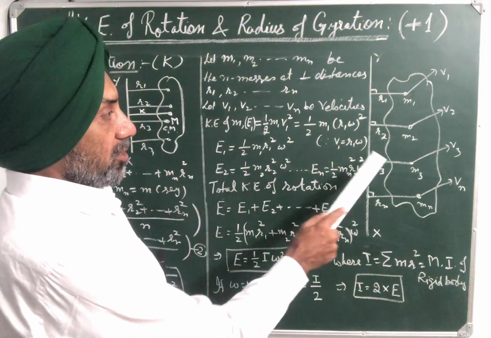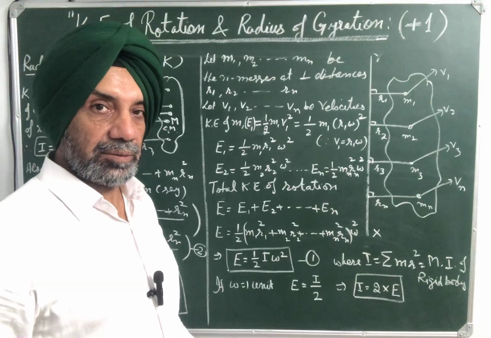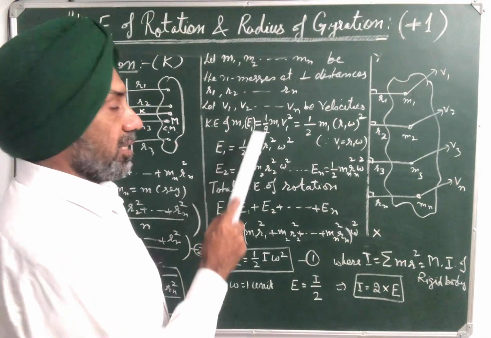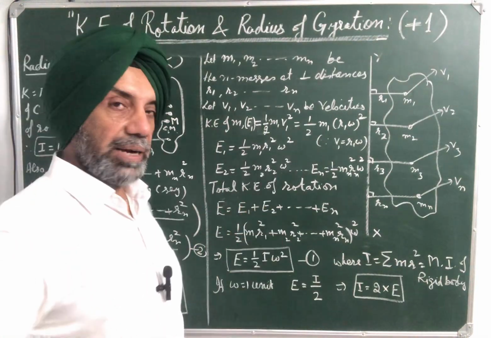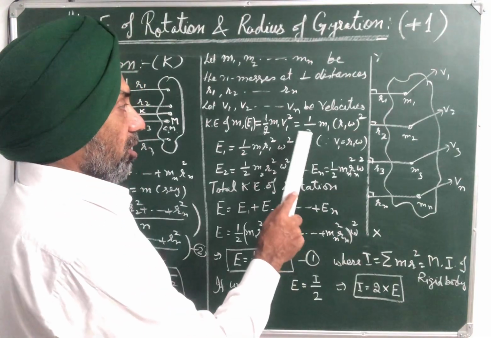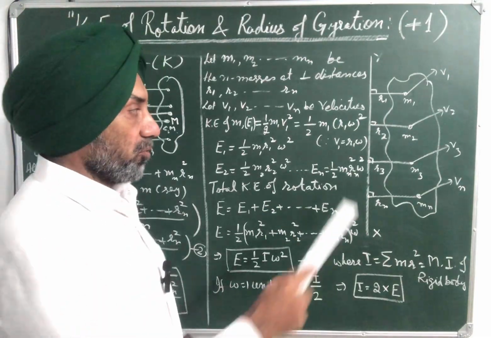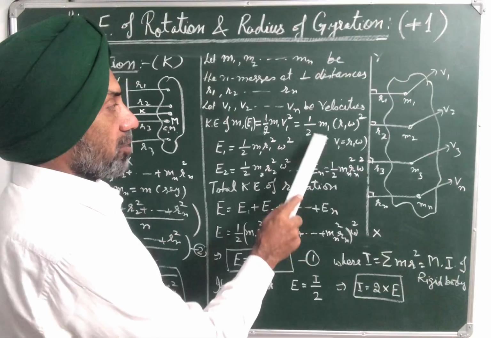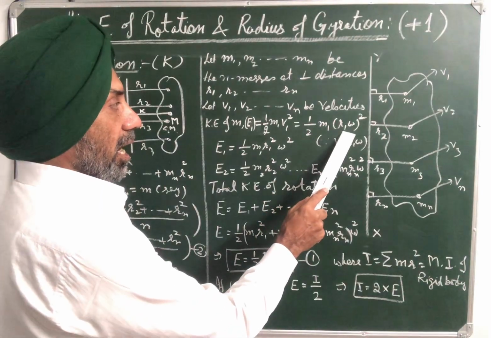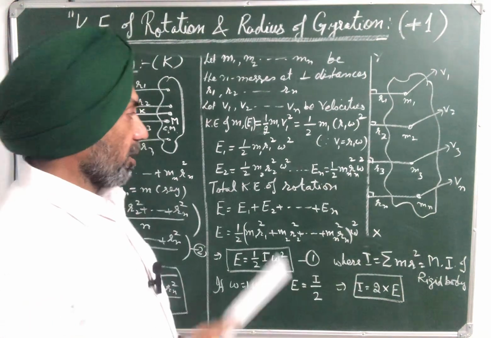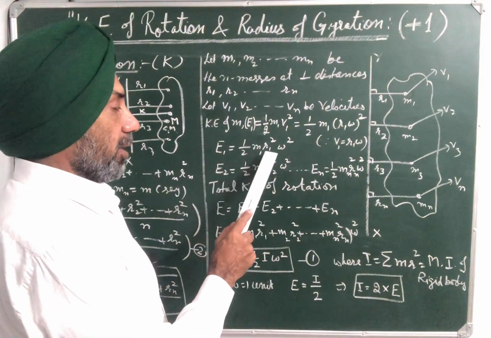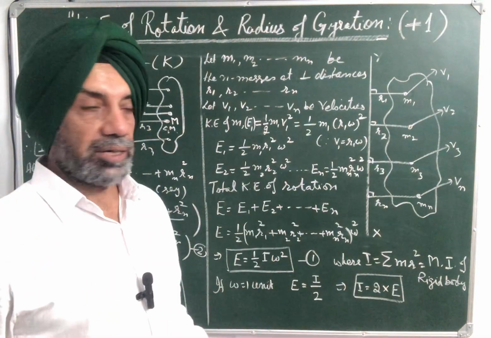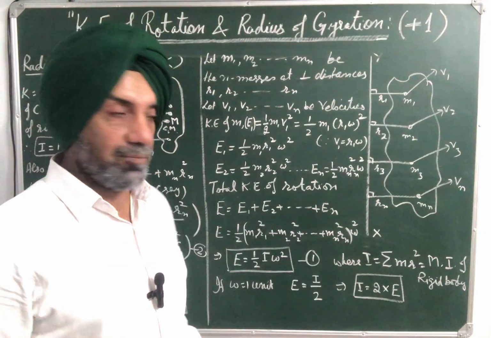Then kinetic energy of mass m1 about the axis of rotation is given by, kinetic energy of m1, that is E1, is half m1 v1 square by definition of kinetic energy. Now, v is equal to r omega, so v1 will be equal to r1 omega. So substituting v1 is equal to r1 omega, we have E1 is equal to half m1 (r1 omega) whole square, or E1 comes out to be half m1 r1 square omega square. So this gives rotational kinetic energy of particle of mass m1.